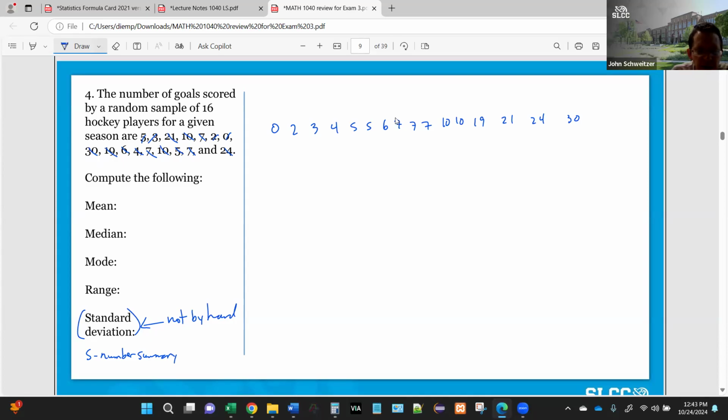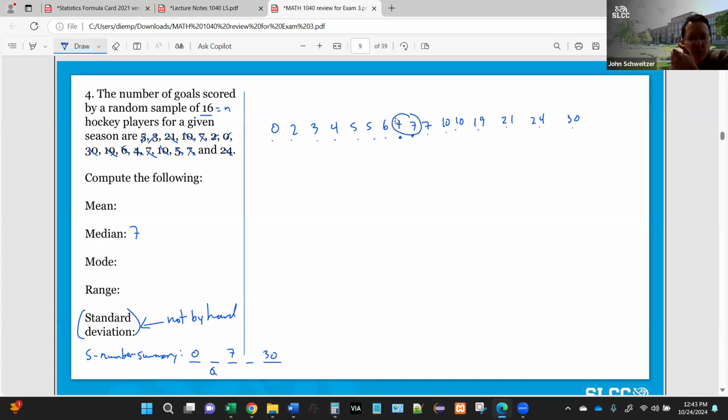The 5-number summary is min, Q1, Q2, Q3, max, right? So to get those, we need the overall median. So if we have 16, 16 is even. So we're going to go 8 in, 1, 2, 3, 4, 5, 6, 7, 8. And then we'll go 8 in from the right, 1, 2, 3, 4, 5, 6, 7, 8, right? So we take the average of the middle two. So the average of 7 and 7 is 7, right? So for the 5-number summary, 1, 2, 3, 4, 5 things here. The min is 0, the max is 30, the median is 7.